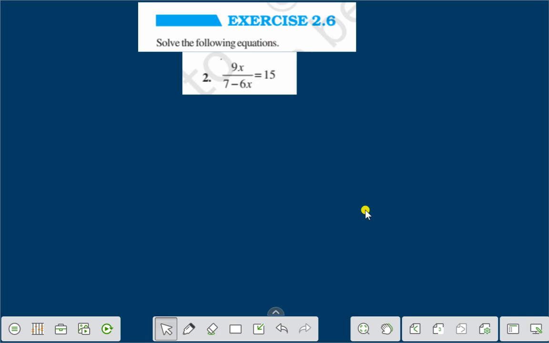Hello everyone. Today I shall discuss exercise 2.6 question number 2. Solve the following equation: 9x by 7 minus 6x is equal to 15. Question number 2 is 9x by 7 minus 6x is equal to 15.